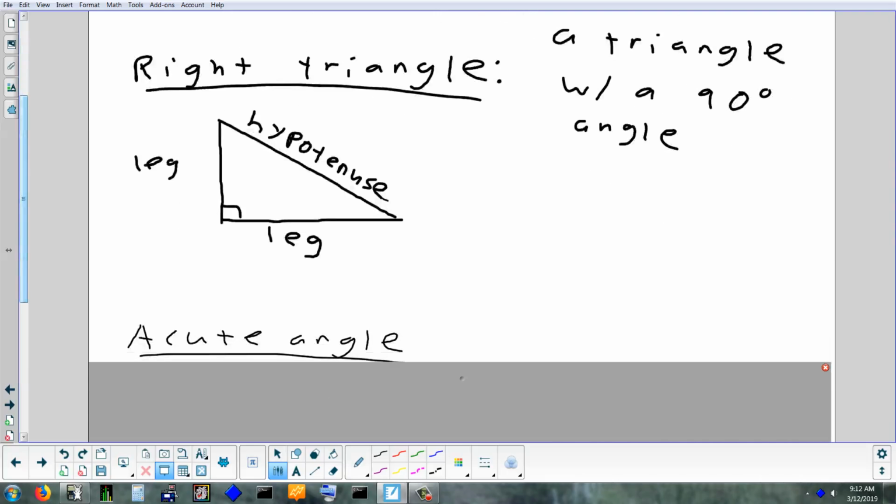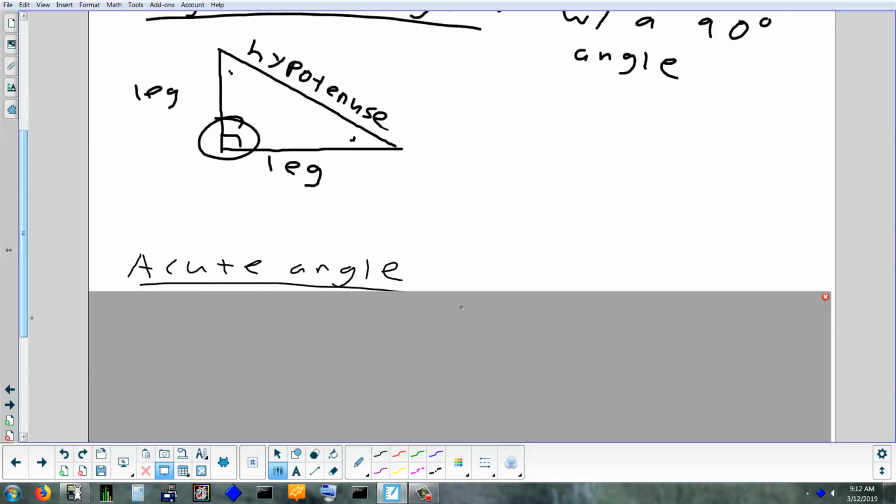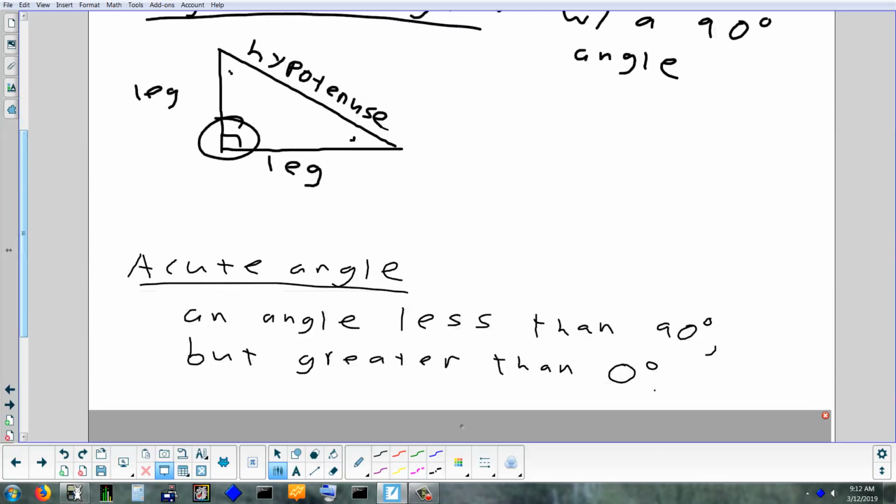Now, when we have a triangle, there's a rule about what all the angles have to add up to. What do all the angles have to add up to? 180. How much is that angle worth that I just circled? 90. So that means these two together have to add up to how much? 90. So you've got two different angles adding up to 90. That means they have to be acute, right? Acute is any angle that's less than 90, but also more than 0.